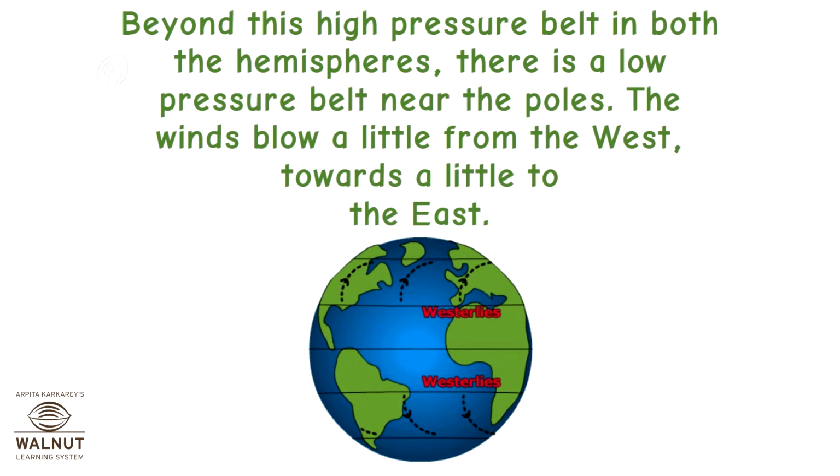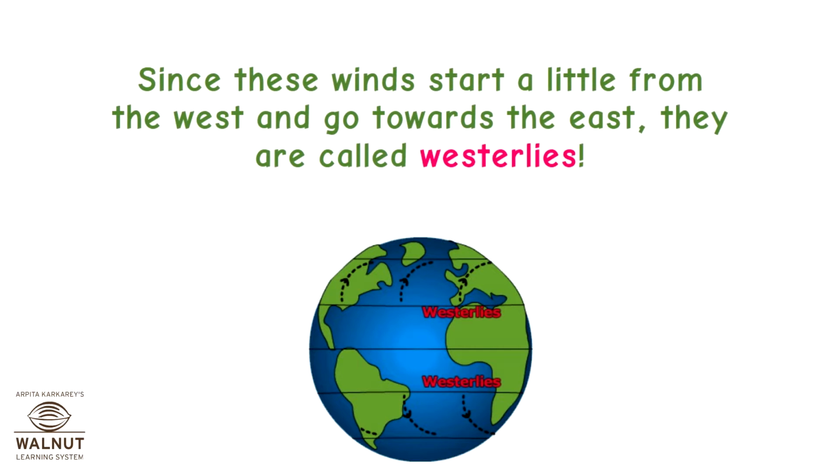Beyond this high pressure belt, in both the hemispheres, there is a low pressure belt near the poles. The winds blow a little from the west towards a little to the east. Since these winds start a little from the west and go towards the east, they are called westerlies.